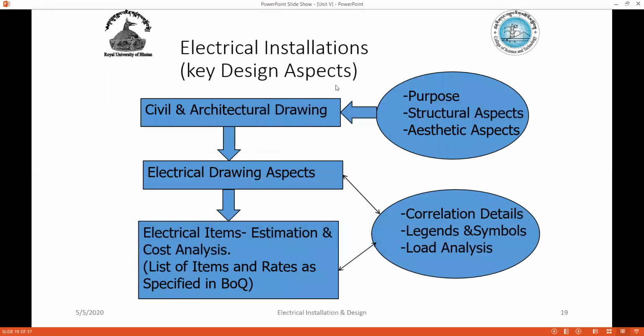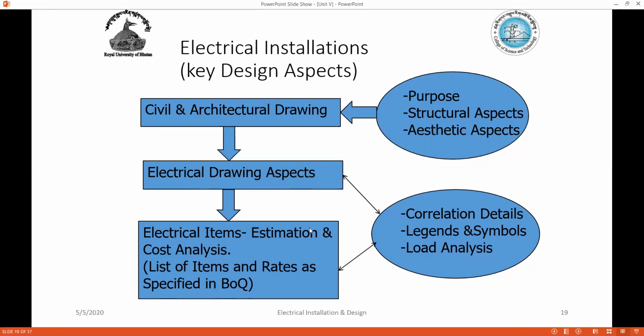And then, okay, electrical. Now let's see the engineering ways. For the civil and architectural drawing, they will just give the purpose of the drawing, the structural aspect, and the aesthetic aspect. And then for the electrical drawing, we have to see the correlation details, the legends and symbols, and load analysis. These are the types of work that electrical engineers do. From the electrical drawing aspect, we again have to see the electrical items, estimation and cost analysis, and the list of the items and rates as specified in the bill.